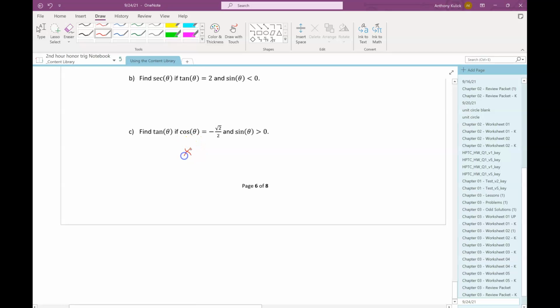I remember that cosine is equal to x, so I know the x coordinate is negative root 2 over 2. And I know sine is y, so y is positive. So right away, I can tell that I have to be working in the second quadrant, because that's the place where x is negative and y is positive. So this is where my theta is. Everybody's okay there?